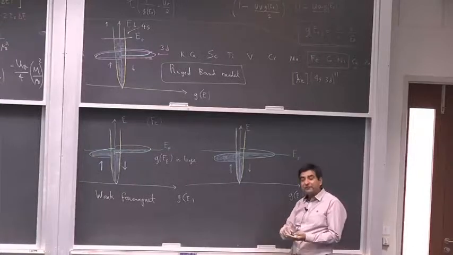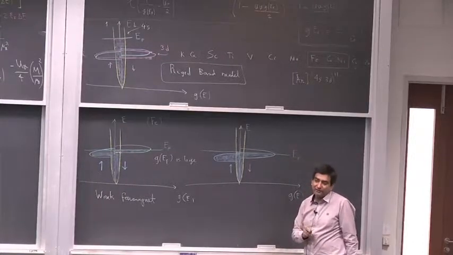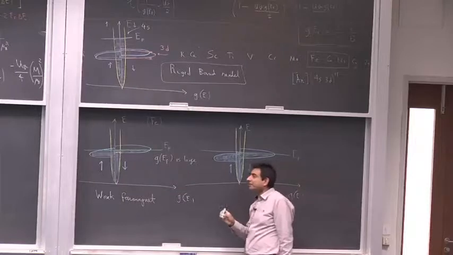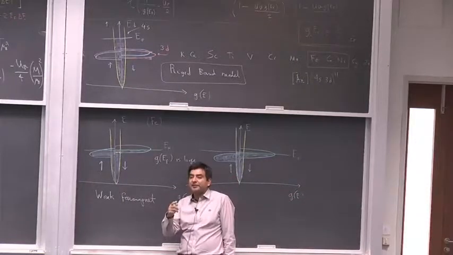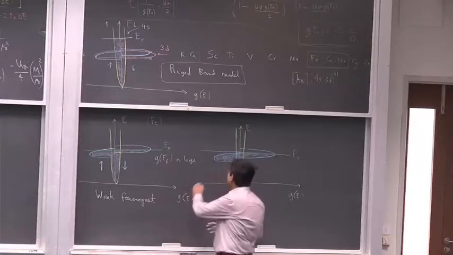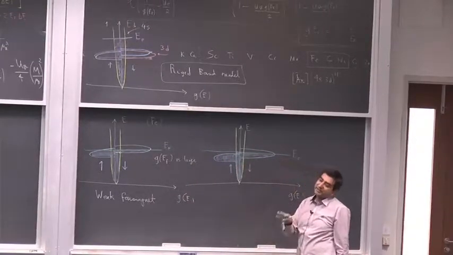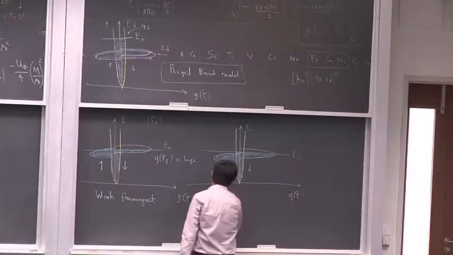This is an example of a strong ferromagnet. It's called a strong ferromagnet. Strong indeed doesn't really mean that the magnetization is large. It does not mean that you have more magnet. It just means whether the majority spin band is completely filled or not. You have a strong ferromagnet.